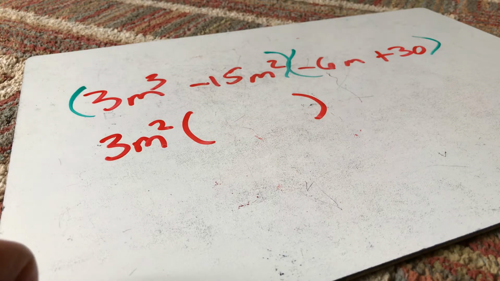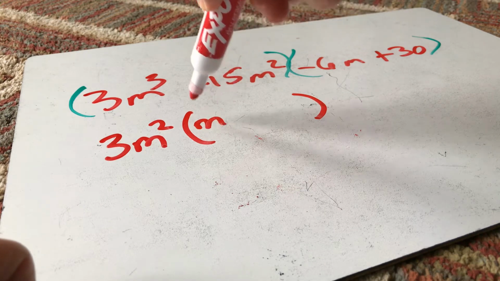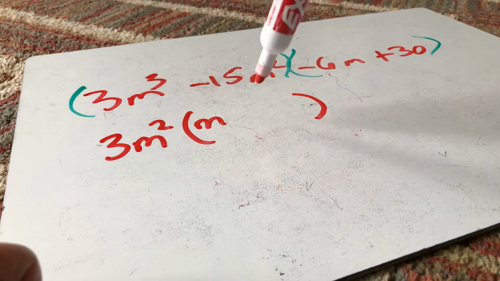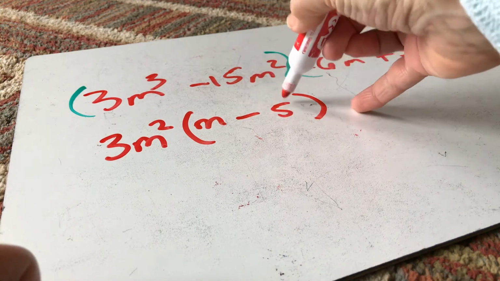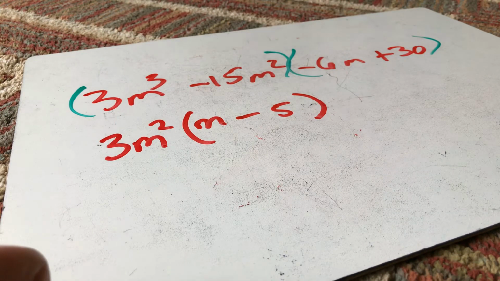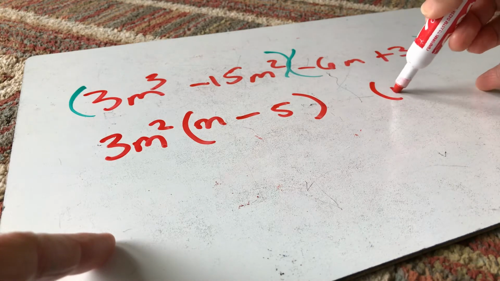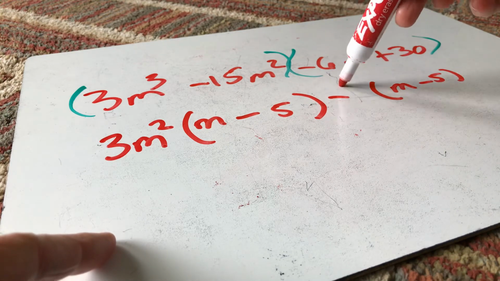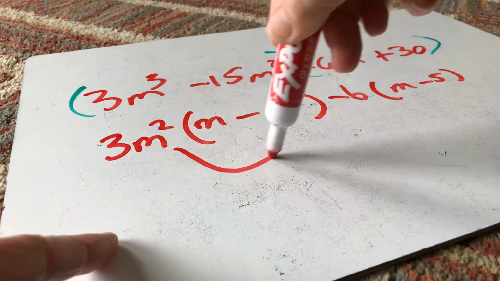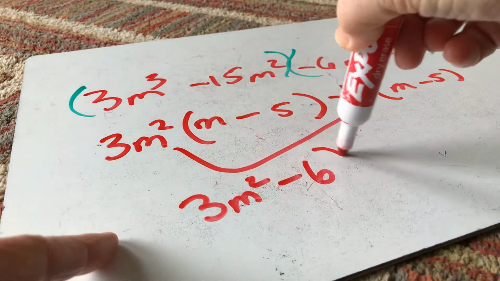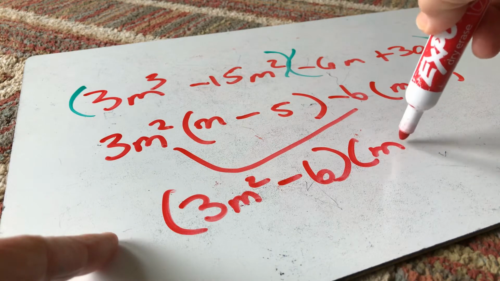If I am dividing by this, for the first term I will have left an m, because 3m squared times m gives me 3m to the third, minus 5, because 3m squared times negative 5 will give me negative 15m squared. Again, this is going to be the same, m minus 5. So it looks like I'm dividing by that negative 6. These come together: 3m squared minus 6 and m minus 5.